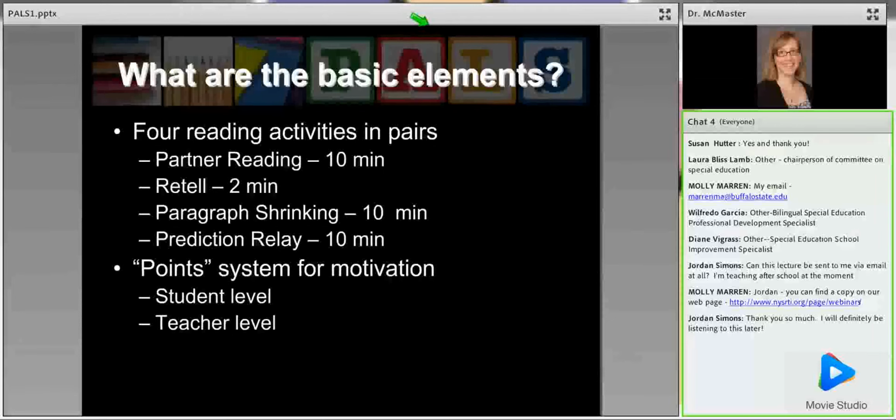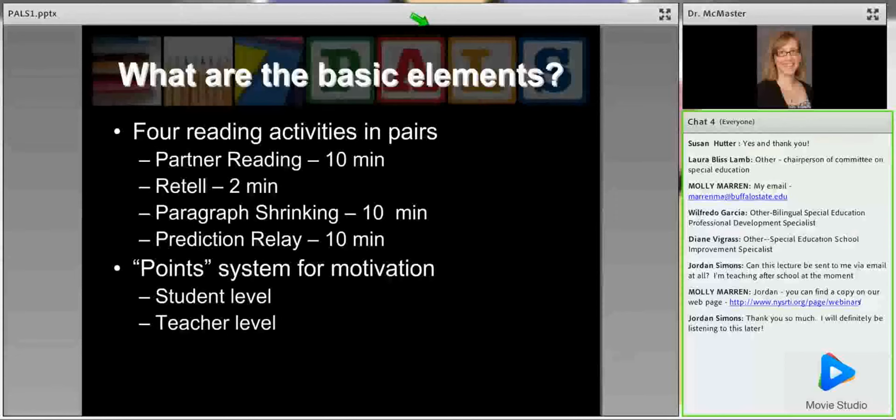And finally, at the end of the session, for prediction relay, they have 10 more minutes where the first reader, again, will read for 5 minutes. And this time, they'll first make a prediction about what they think will happen next. They read about a half page. They stop and they talk about whether their prediction came true. And then they continue on. And they do that for 5 minutes, after which point they switch jobs. The second reader now does the same thing. They make a prediction, they read half a page, they stop and check, and so on for their remaining 5 minutes. So that's a whole PALS session.